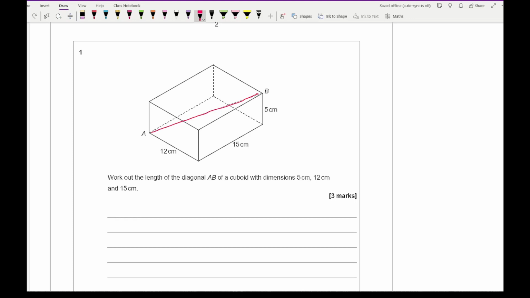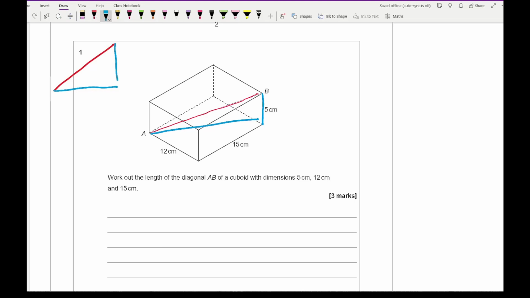So looking at this, I've highlighted AB. What I want to do is find a right angle triangle that uses that pink line. So I'm going to draw a right angle triangle. I'm going to draw this one here. So what I've got is my pink line and these two blue lines.